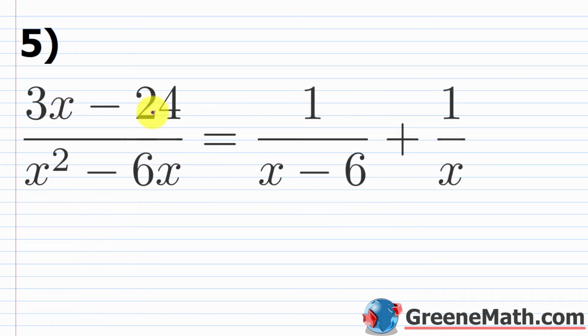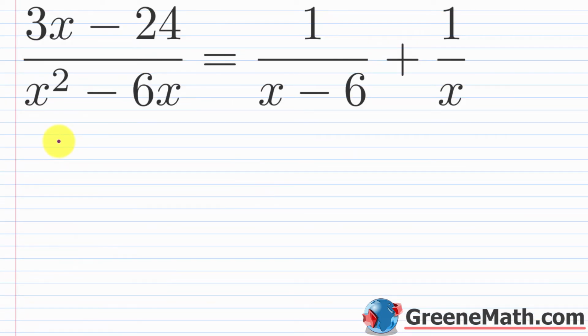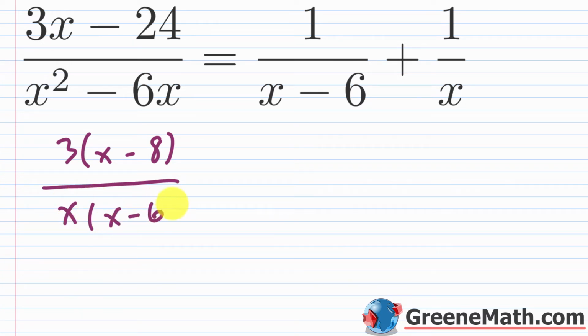So we have 3x minus 24 over x squared minus 6x. This is equal to 1 over x minus 6, then plus 1 over x. So what I'm going to do is just write this as 3 times the quantity x minus 8. I'm just going to factor the numerator just in case something cancels. Then this is over, down here I'm going to have x times my quantity, x minus 6. Now, turns out nothing's going to cancel, but I'm just going to keep it in factored form. That's the way I like it.